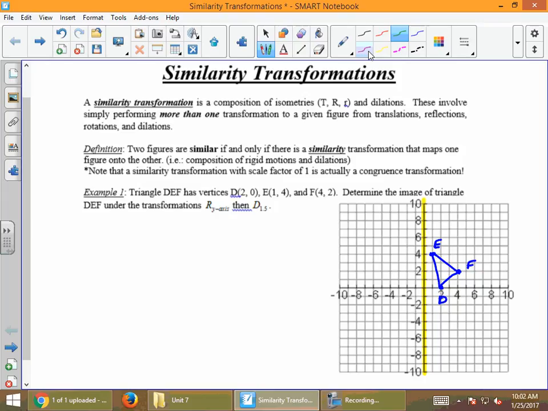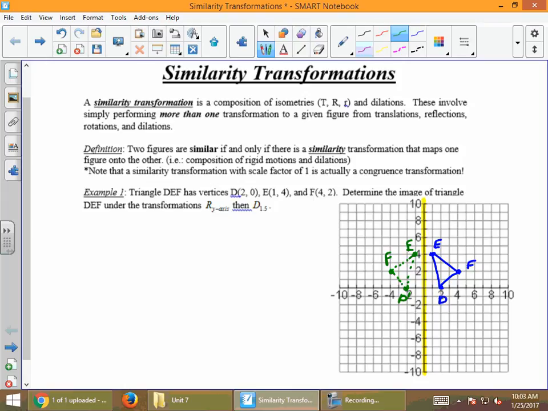And when we do a reflection, all you're doing is just counting how far each point is away from that line. You count the same amount in the other direction. So how far is E away from that line? 1. You go 1 in the other direction. How far is F away from that line? 4. So you go 1, 2, 3, 4 in the other direction. How far is D away from that line? You go 1, 2 in the other direction. Okay? That's not our final image. That's just what that triangle would be when we reflect it.